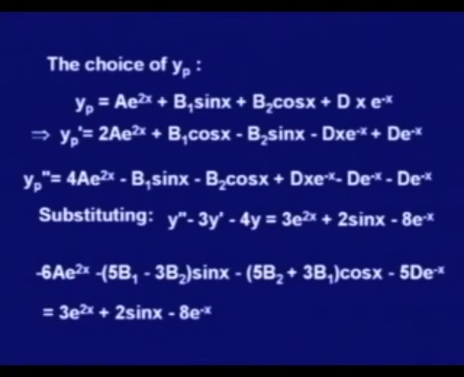Now, equate the coefficients. The coefficient of e to the power 2x here is minus 6a, here it is 3. So, I would be equating these. The coefficient of sin x here is minus 5b1 minus 3b2 and here it is plus 2. So, I would get 5b1 minus 3b2 is equal to minus 2. The cosine x term we do not have over here, so 5b2 plus 3b1 would be 0. The coefficient of e to the power minus x is minus 5d here, here it is minus 8. So, I would get 5d is equal to 8.